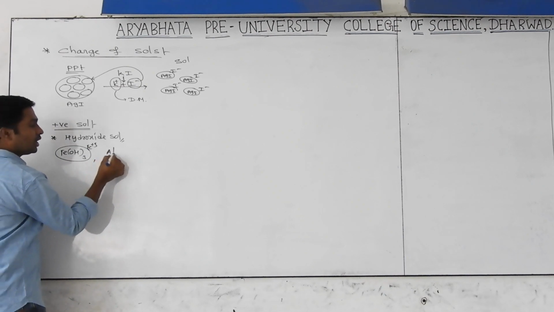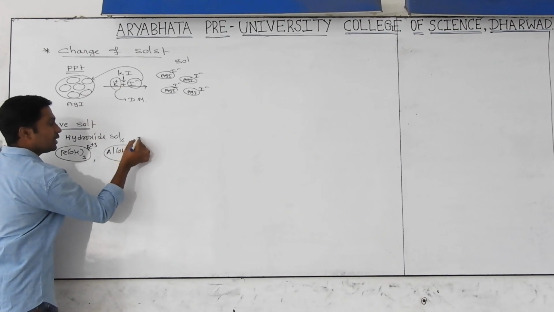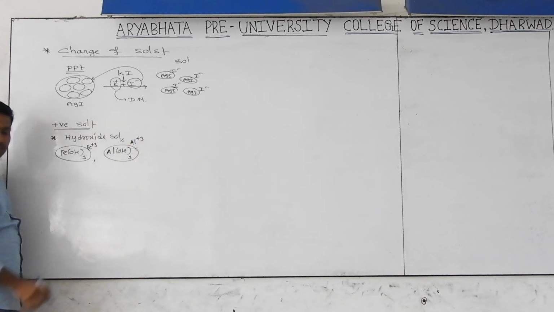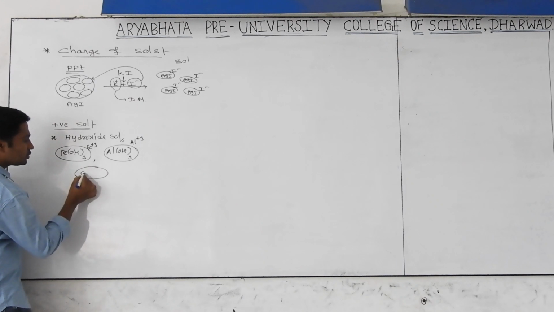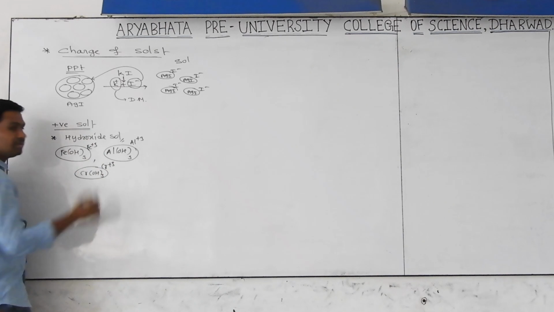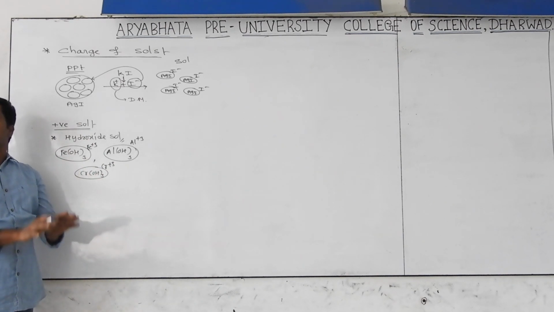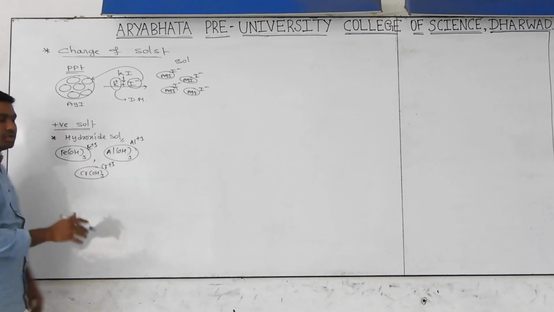Like that, aluminium hydroxide sol. On the aluminium hydroxide colloidal particle, which particle is sticking? Al3+. Like the chromium hydroxide sol, Cr(OH)3. On it, Cr3+ will be sticking. All colloidal particles are carrying positive charge. Commonly, we call hydroxide sols positively charged sols.